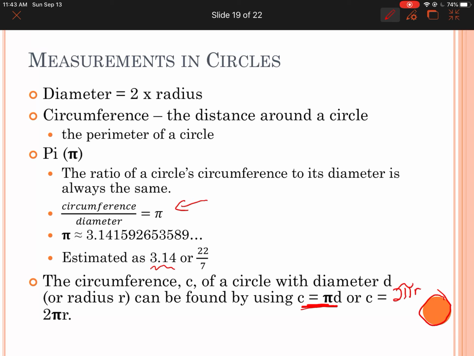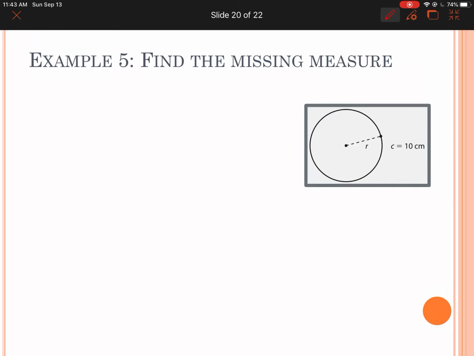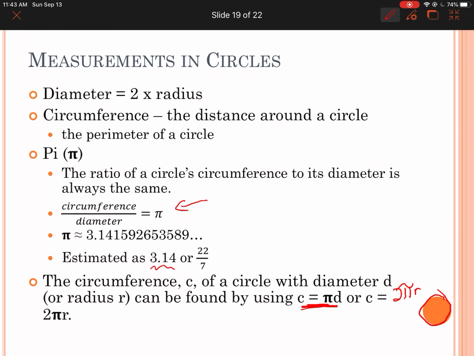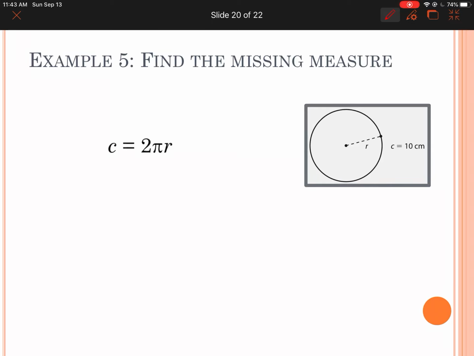Make sure you know that formula. And we are going to use it here. Find the missing measure. Well, we don't know the radius. Well, we know circumference from before at the bottom here. Circumference equals 2 times pi times the radius. So we use that formula. We're going to plug in the circumference, which is 10. And then we can divide both sides by 2 pi. And then we can figure that out.